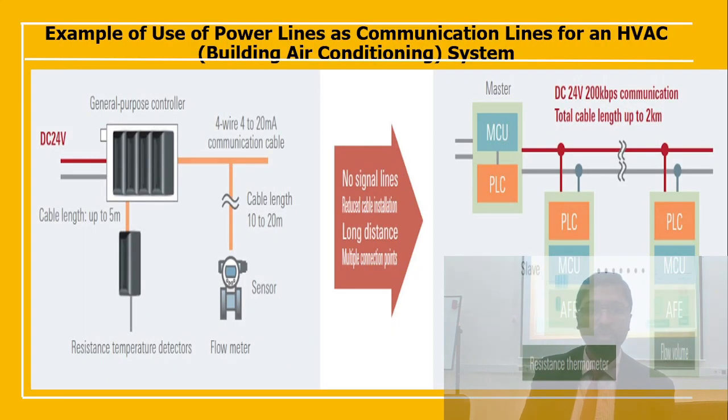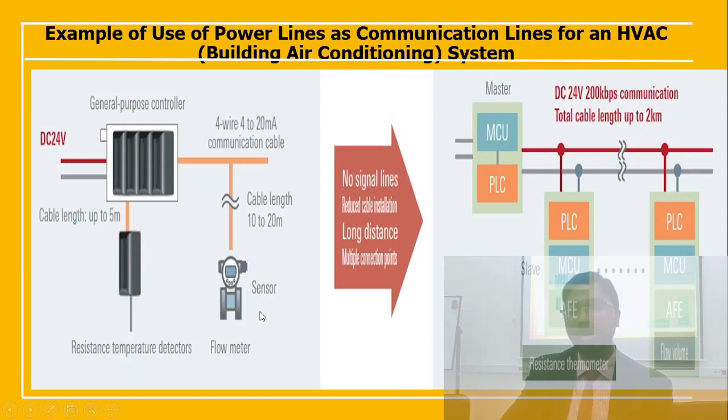Okay, so these are the examples of the power lines used as communication lines, especially for the high voltage AC system or maybe building air conditioning system. We'll have DC 24 volt for the general purpose controller. The cable length is up to 5 meter. Okay, so we'll have resistance temperature detectors. We'll have a 4 wire, current 4 to 20 milliampere communication cable. But here the cable length would be 10 to 20 meter.